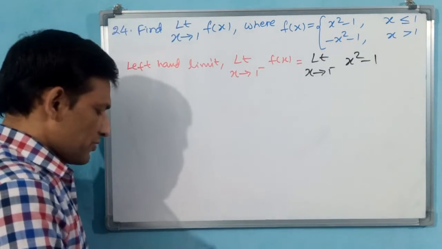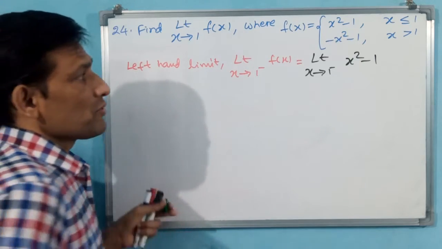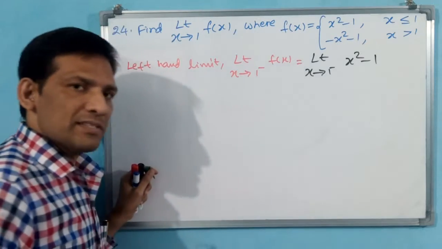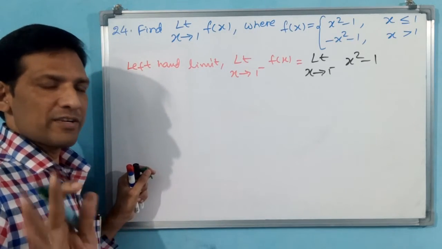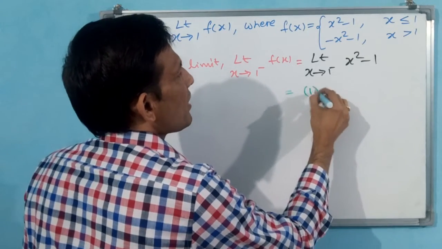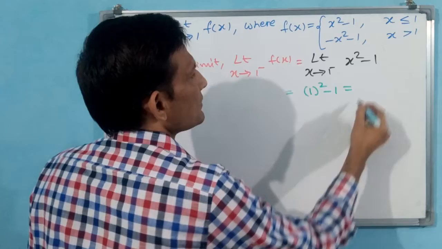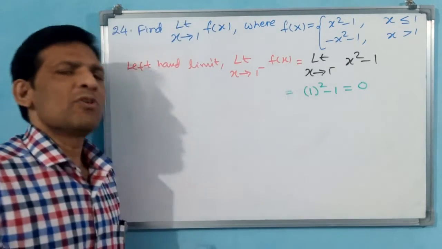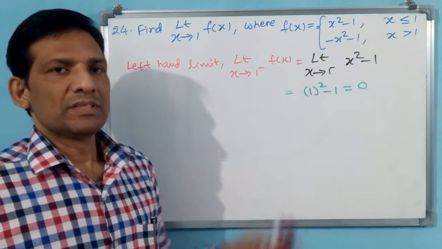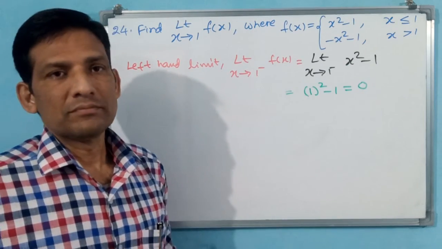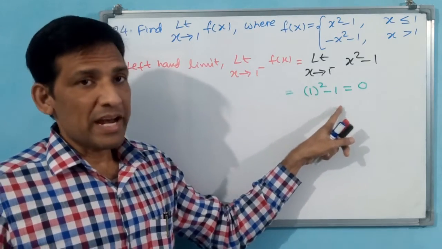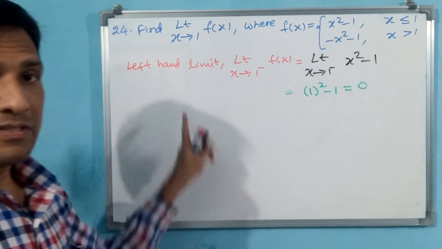Now you substitute 1. See, slightly less than 1 means a positive number only, not a negative number. That is equal to 1 square minus 1, which is approximately 0, not exactly 0. Why? Because slightly less than 1 squared will be like 1 only. You can take it approximately as 1, so 1 square minus 1 is 0. This is the left hand limit.